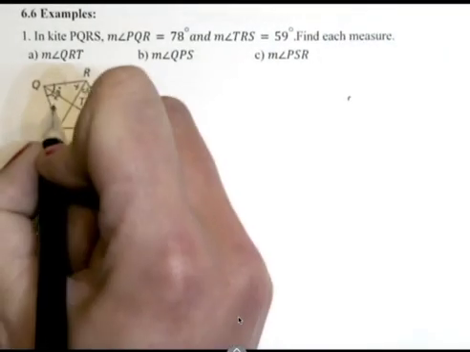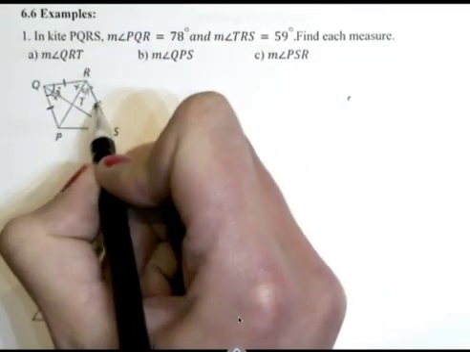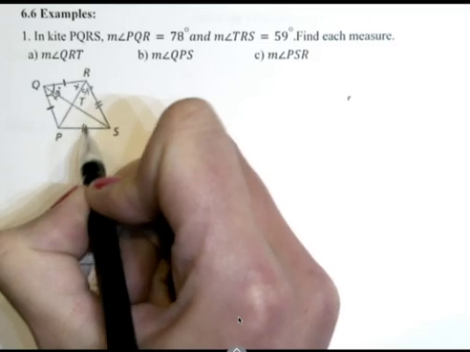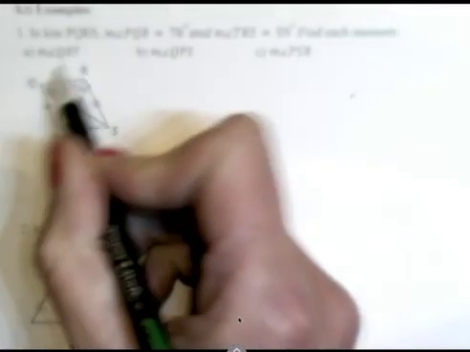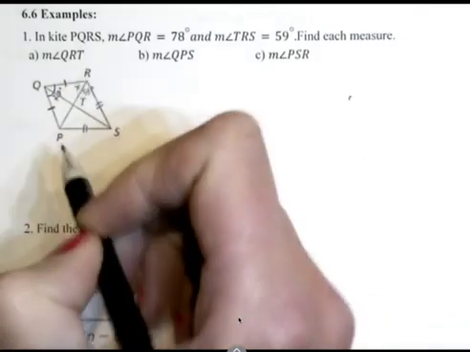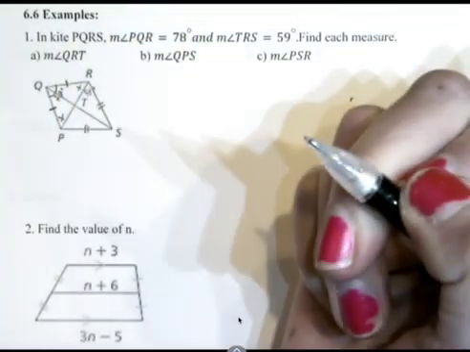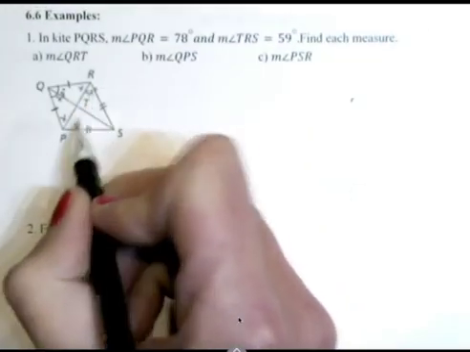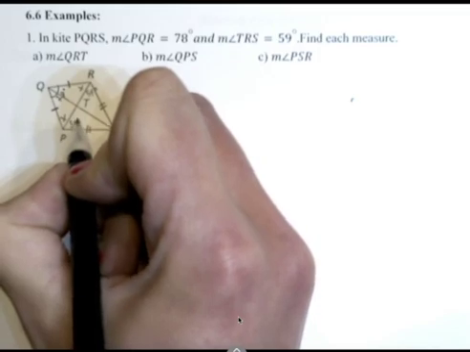Now, notice these markings here. It is a kite. Another way to think about a kite is like two isosceles triangles put together. So this part of the kite is an isosceles triangle. And I know in an isosceles triangle, those two angles must be the same. In this isosceles triangle, these two angles must be the same. So this angle also is 59 degrees.